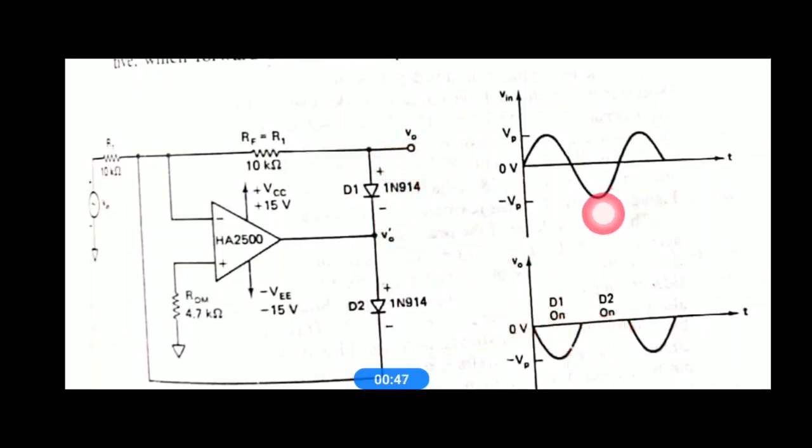And when you shift from the negative half cycle to the positive half cycle, the output of the op amp does not need to go from positive saturation to negative saturation, because the positive saturation will not remain here due to D2. This reduces the time to go from positive saturation to negative saturation when you switch from the negative half cycle to the positive half cycle. This is how we avoid the saturation problem here.